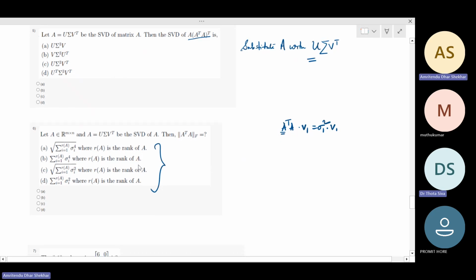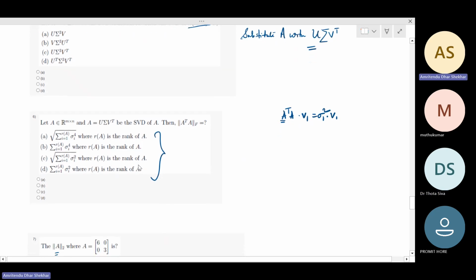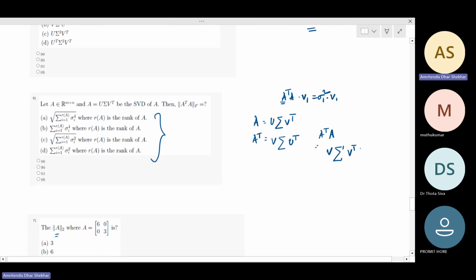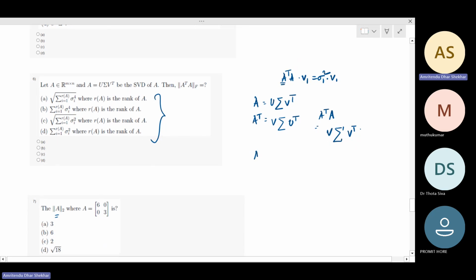This one you just have to substitute. Write A is equal to U sigma V transpose, and A transpose is equal to V sigma U transpose. Then A transpose times A is equal to V sigma squared V transpose, and then you take the Frobenius norm of A transpose A, which is equal to the Frobenius norm of V sigma squared V transpose.